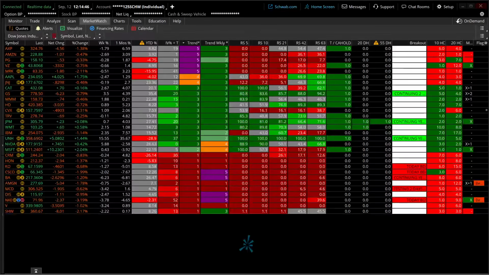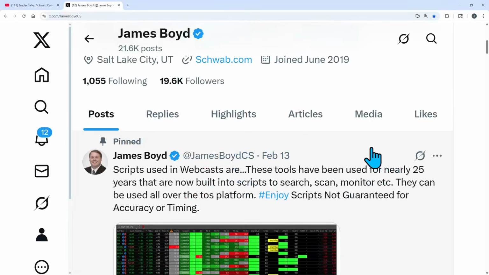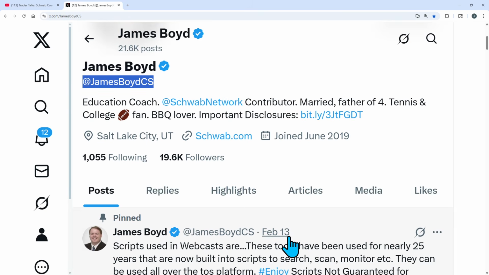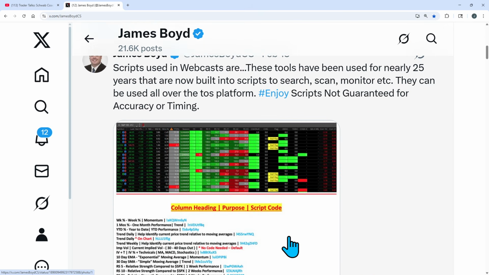So first off, what you're now going to notice is on my X page, here's my handle, at James Boyd CS. You're going to see right at the very top, in the first posting there, that there's scripts right here. So after 8 years of searching, you'd think you learned something. You would find searches that are probably tried and true for many investors that they must know. Well, these are some of the must-know searches.